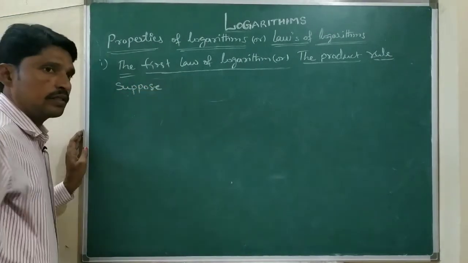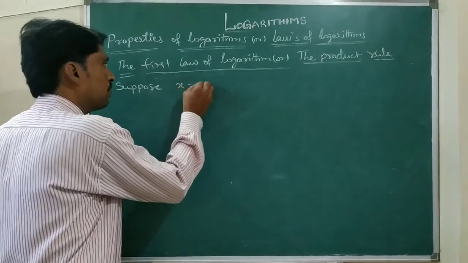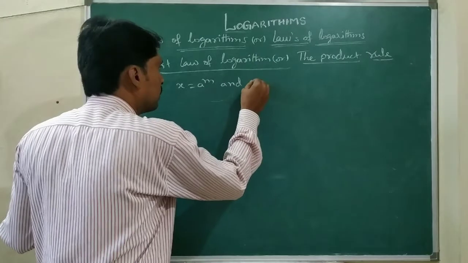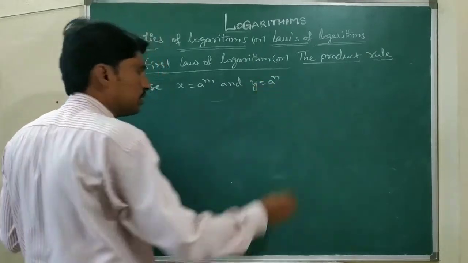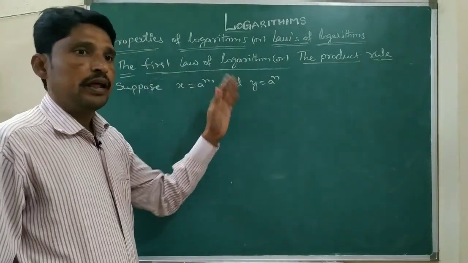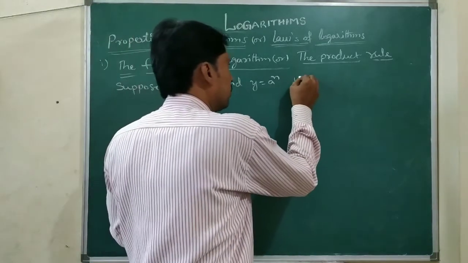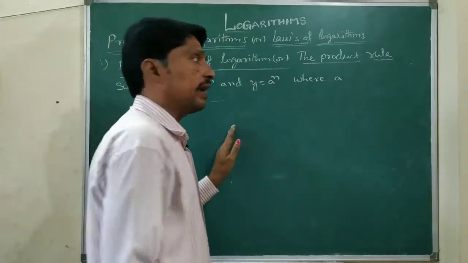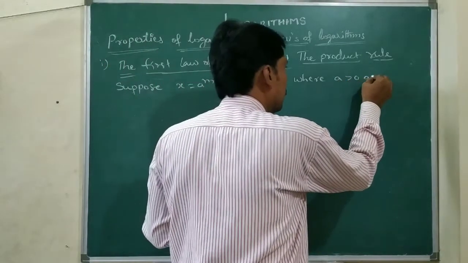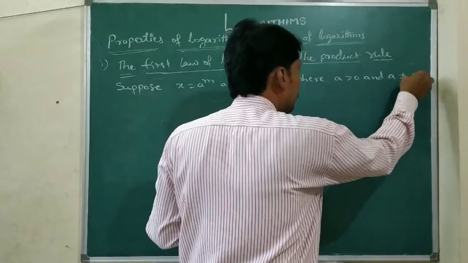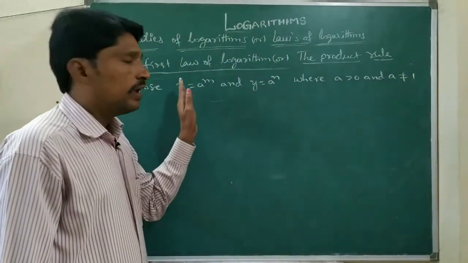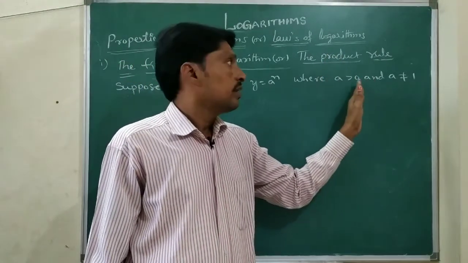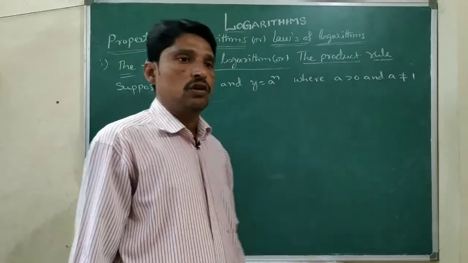Suppose x equals a power m and y equals a power n, where a is greater than 0 and a is not equal to 1. The base is greater than 0 and a not equal to 1.